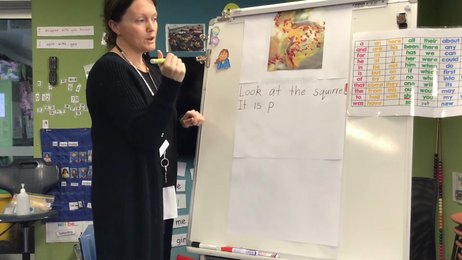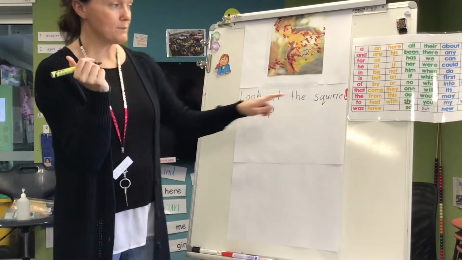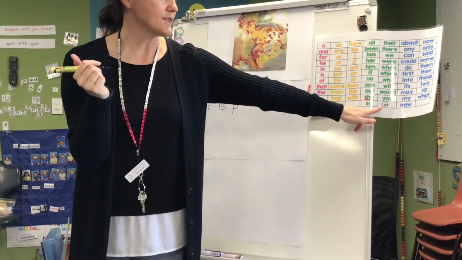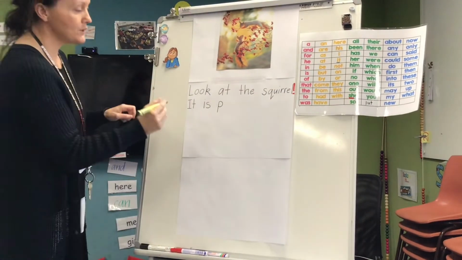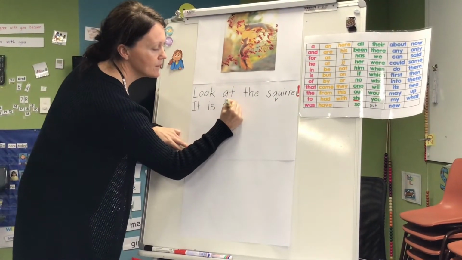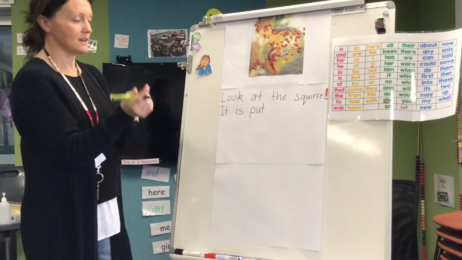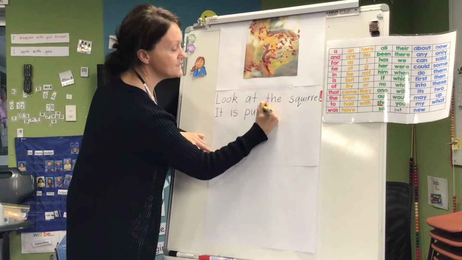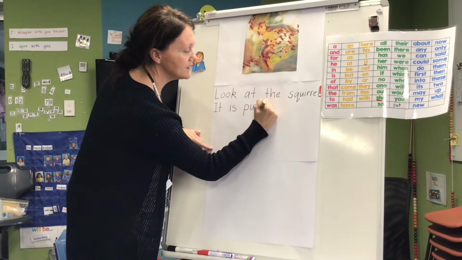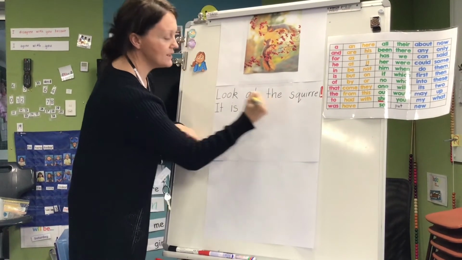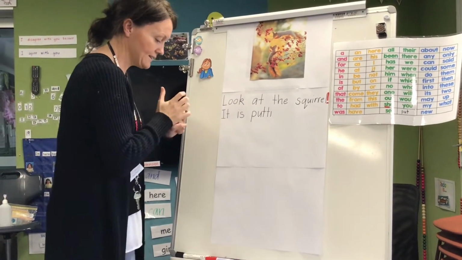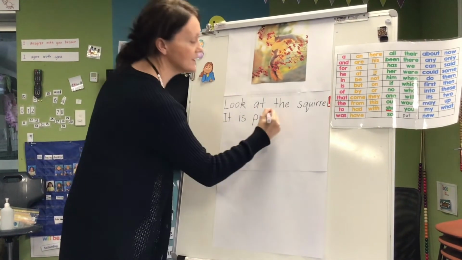Now put is a word we need to learn how it looks. You might be able to find it on your word card. It's just there. Or you might already know. Put. Putting. Ting. I can hear another T. And then I can hear three letters. I can hear ing, sorry.